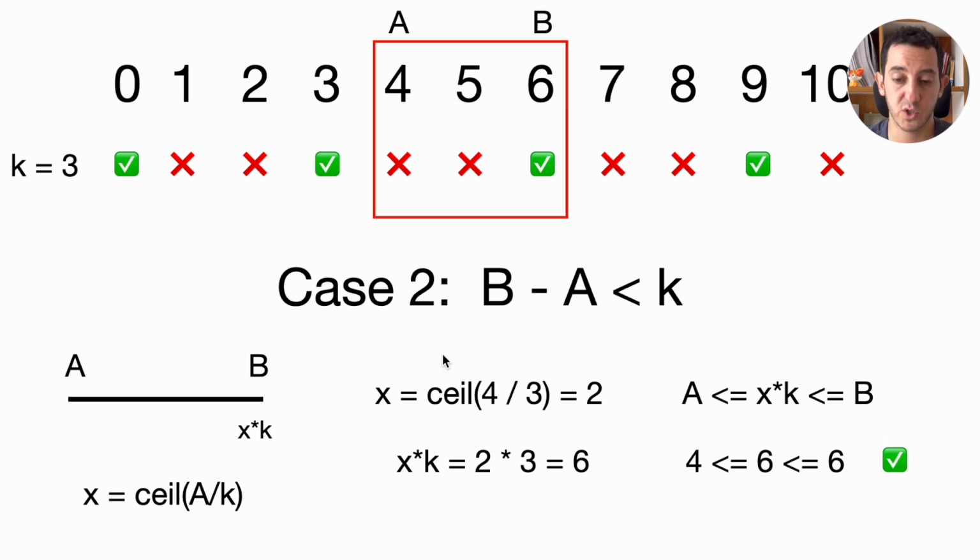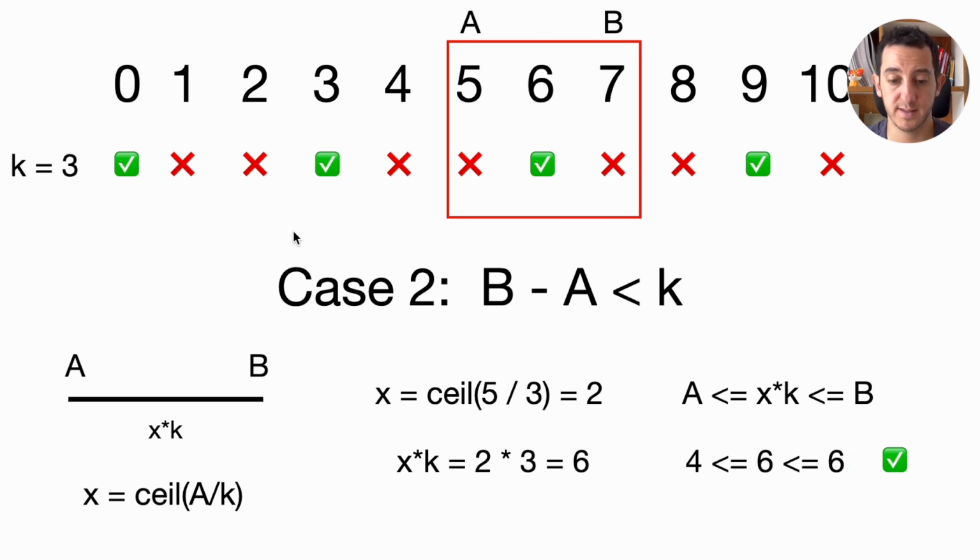So in this case, we'll check that B is 6 and A is 4. We'll do exactly the same thing. So in this case, 4 divided by 3 is 1.3. Ceil that up, we have 2. X times K equals 6. So the number that's divisible by K, that's bigger than or equal to A, is 6, and 6 falls within the range A and B, so we have a 1 here.